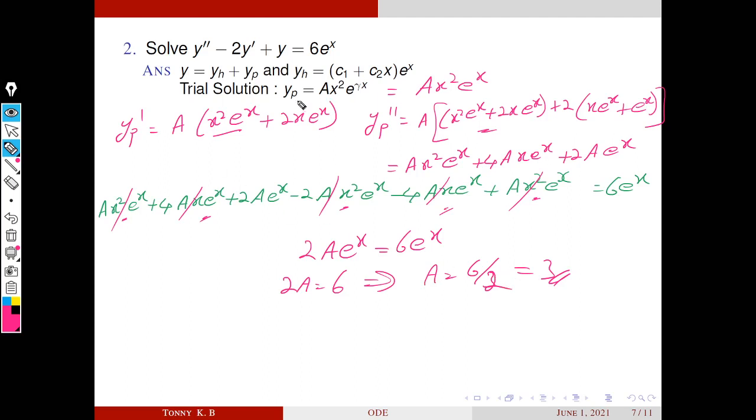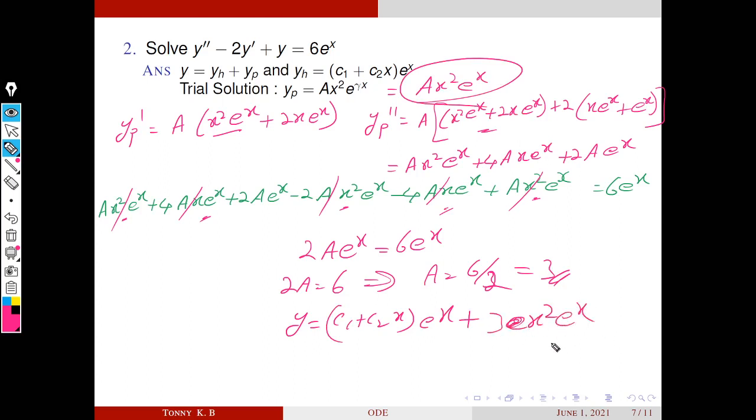So what is our final solution? Our general solution y is yh plus yp. We already have yh is c1 plus c2 x e raised to x, plus yp. What is yp? This is our trial solution, ax square e raised to x. Now a is 3, so this becomes 3x square e raised to x. So this is the general solution of this problem: c1 plus c2 x e raised to x plus 3x square e raised to x.